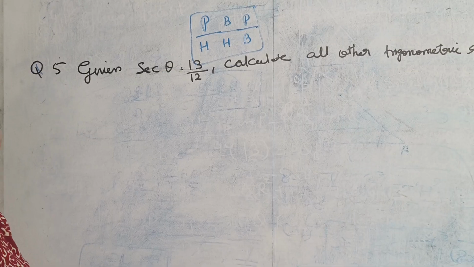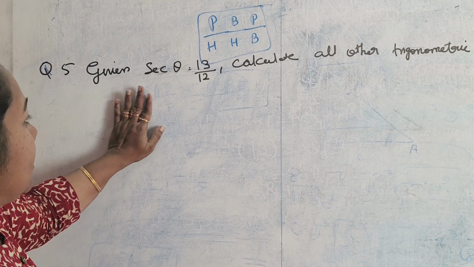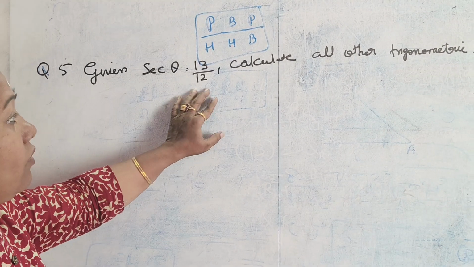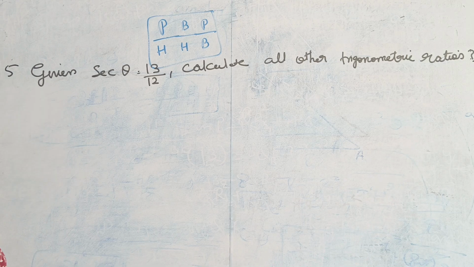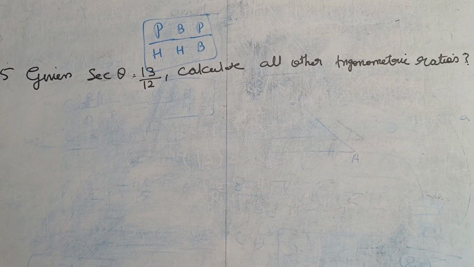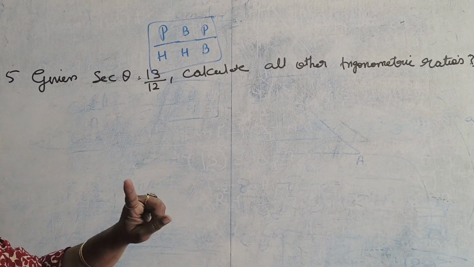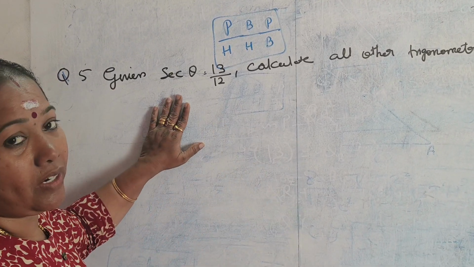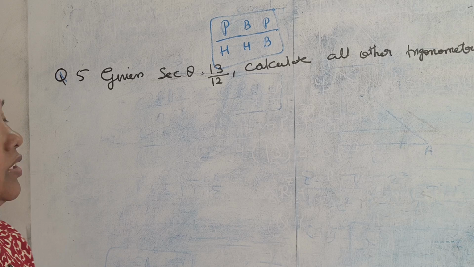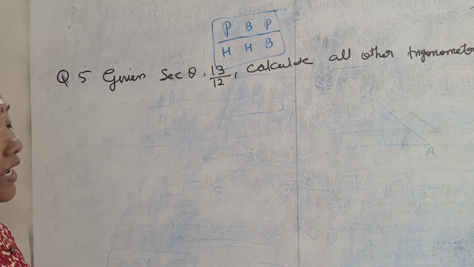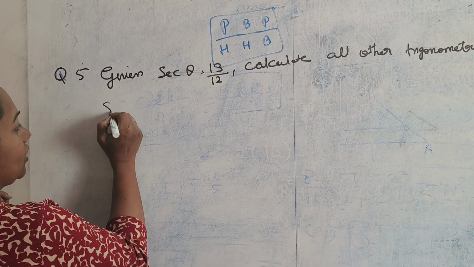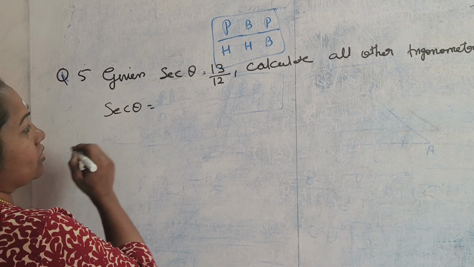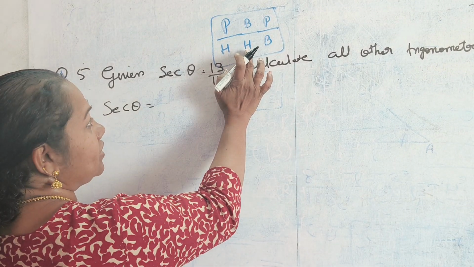Now the next question is: given sec theta equals 13 by 12, calculate all other trigonometric ratios. All other trigonometric ratios means we have to find sin theta, cos theta, tan theta, cosec theta and cot theta. But sec theta is given, so we have to find all the trigonometric ratios. For that, let us make a triangle here. Before that, sec theta equals the reciprocal of cos, that is H by B.